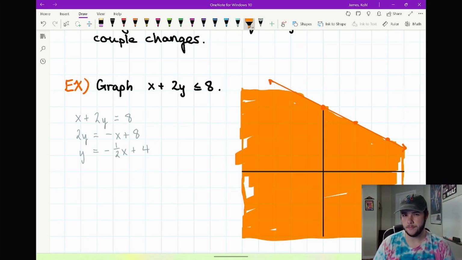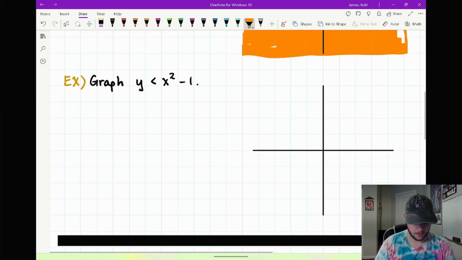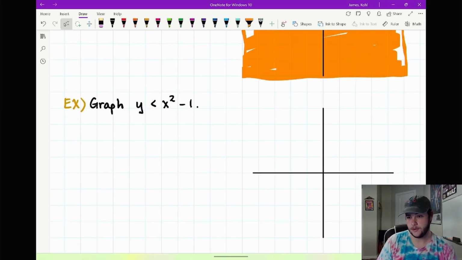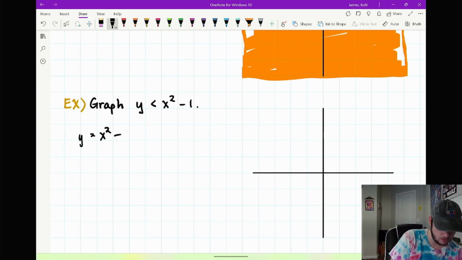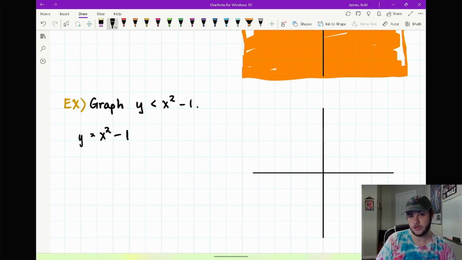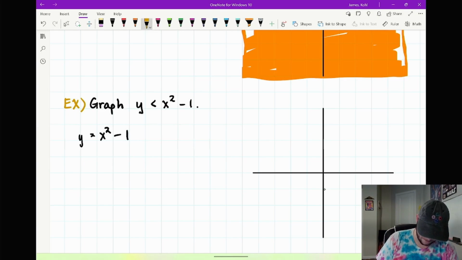Let's try another one. Similar thing here. I'm going to graph it as though it were an equality, y equals x squared minus 1. And I can graph this guy with transformations. This is just the parent parabola shifted down 1 unit. So I know the vertex is at (0, negative 1). And then I've got a point here and here.